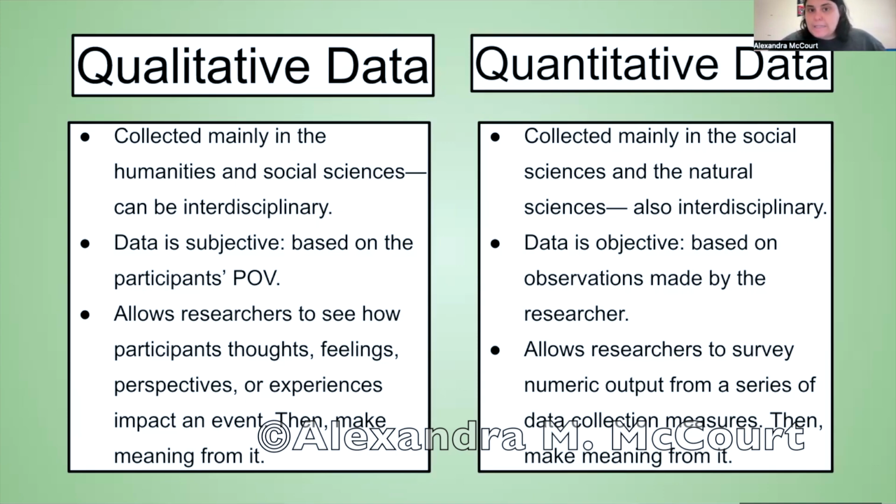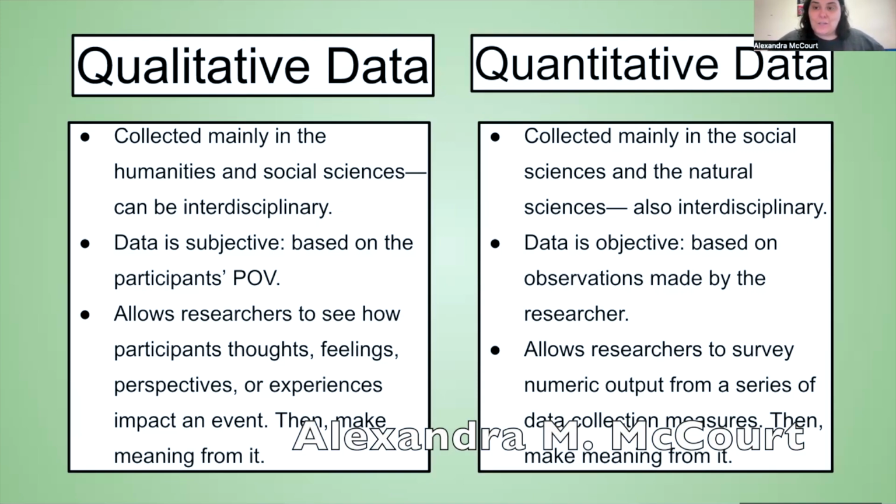Then you have quantitative data, which is collected mainly in the social sciences and in the natural sciences. You may have noticed that social sciences is on there twice. And it's because I like to joke that the social sciences only exist because the humanities and the natural sciences got together, had a baby, and boom, there you have the social sciences. So while the social sciences look at human participants, we also use the scientific method similar to the natural sciences. So that's why it can also be interdisciplinary.